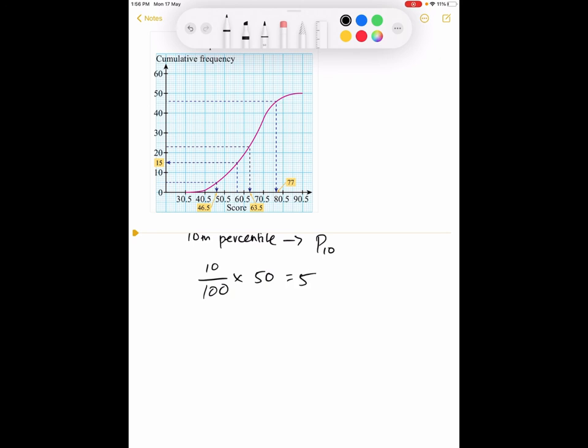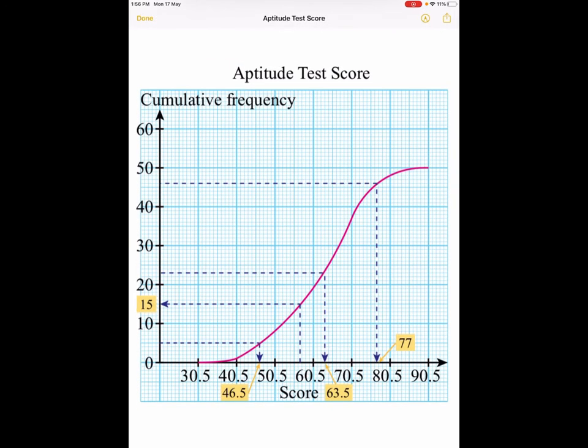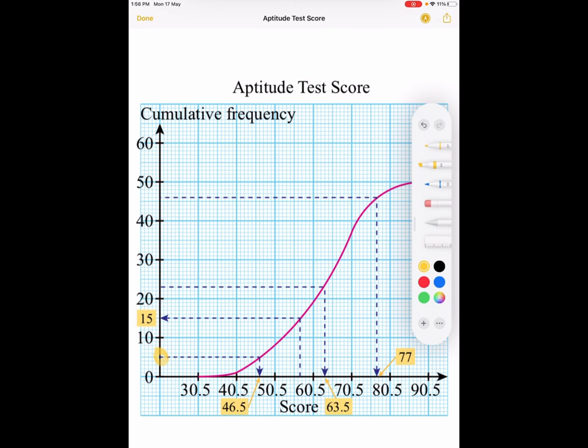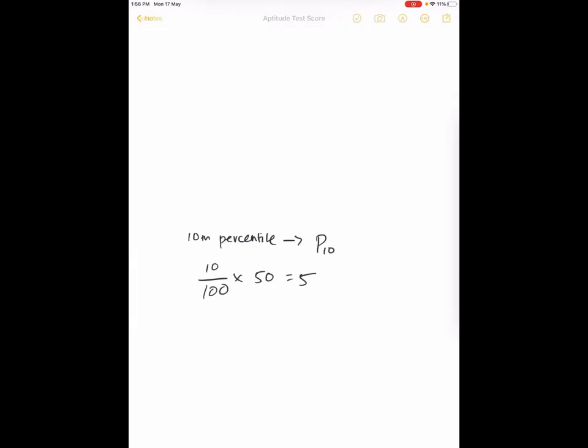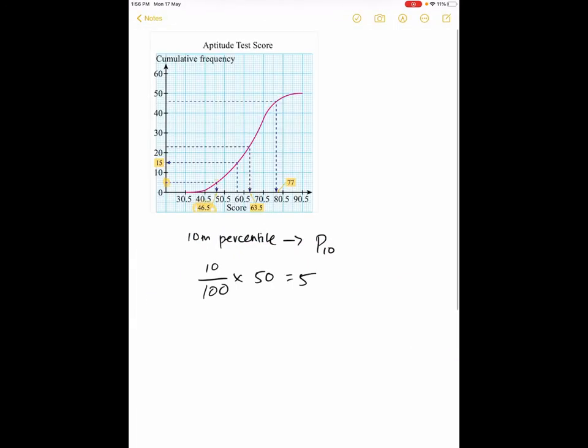To find the value for the 10th percentile, we go back to the graph and locate the value of 5, which is here. To find the value, we move to the right until we touch the line here, and then we go down, and we find that the value of the 10th percentile is 46.5. So the value for P10 is 46.5.